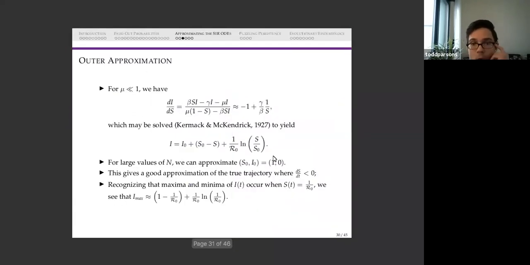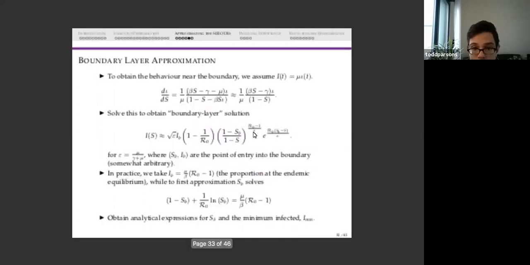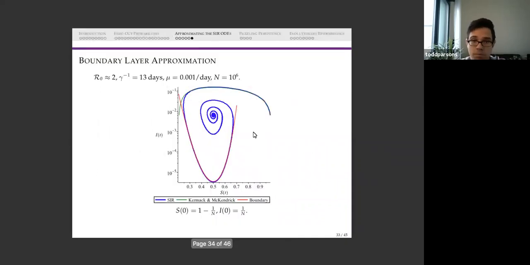I can solve this equation to determine where I re-enter. This is going to give me my initial condition for this point down at the bottom. So again, I solve those Kermack and McKendrick equations. In practice, we use the corrected version in order to get an approximation of this point, which we can then use as an initial condition for this equation. And we get fabulously good approximations to this next phase of the epidemic.